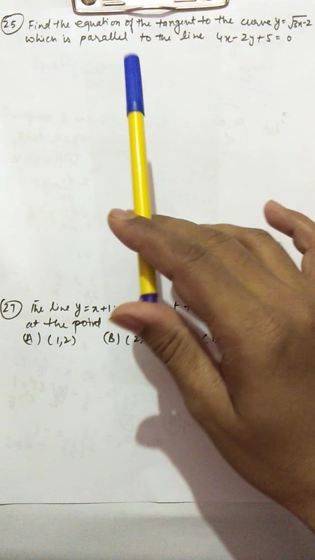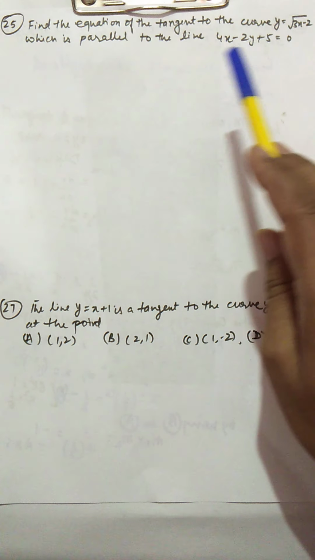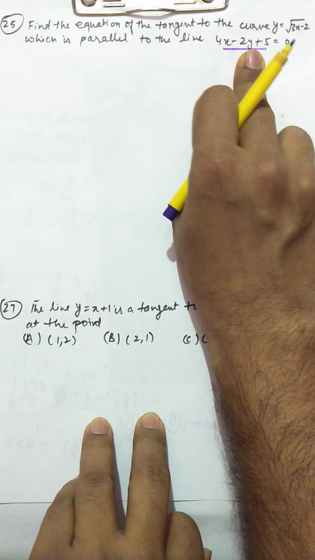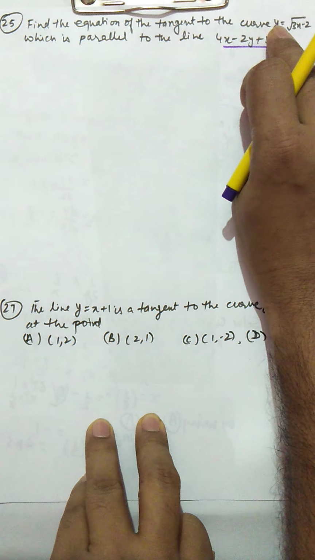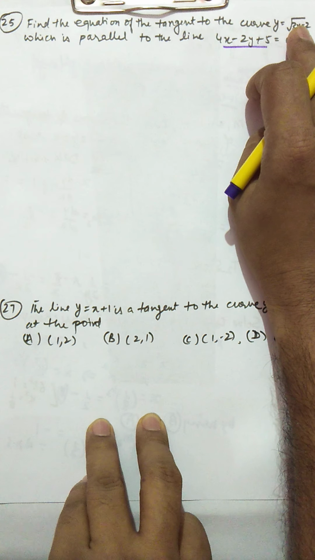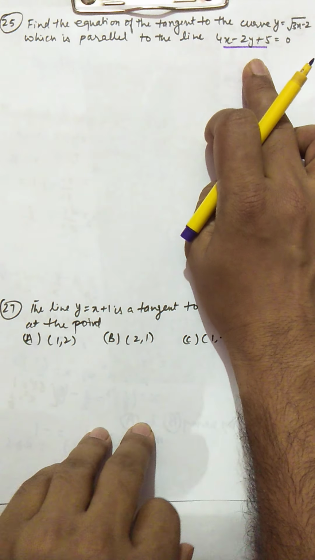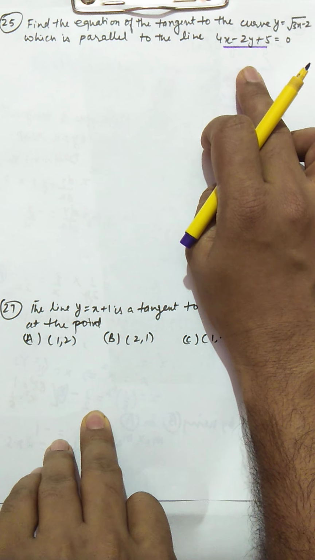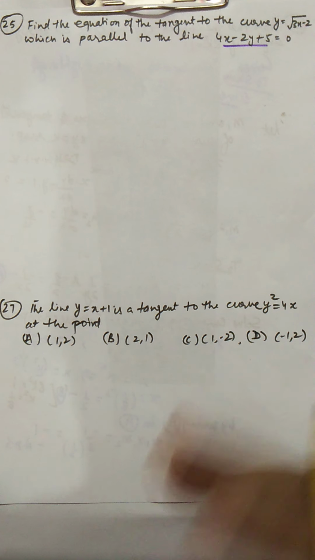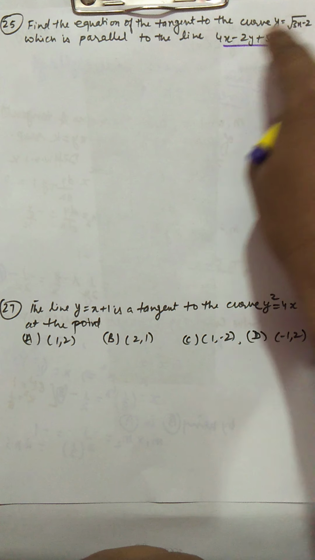Now question number 25: find the equation of the tangent to the curve which is parallel to the line. It means if the slope of this line and the slope of the tangent to this curve are equal, we'll say that they are parallel. So we just have to find derivatives and find the equation of the tangent. It's given that the tangent of this curve is parallel to this line.